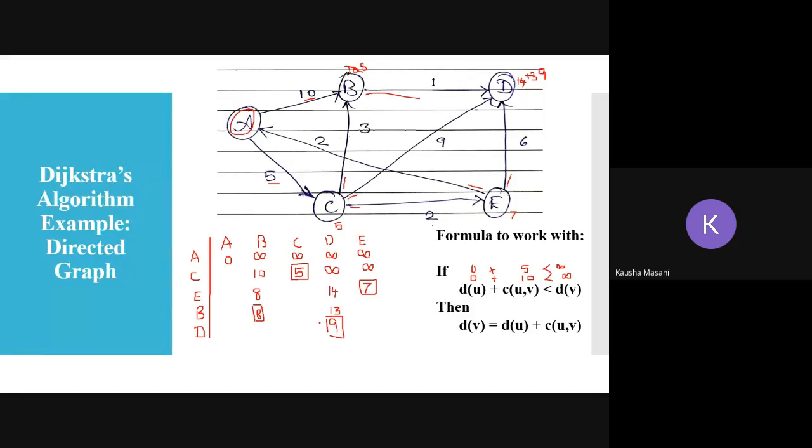Now in this case, how can you figure out what the shortest distance is? If suppose from A you want to reach B, then what is the shortest distance? The shortest distance from A to B is 8. Because you can go from A to C and C to B, or you can go directly from A to B, but A to B is 10, and if you look edgewise, then 5 plus 3 is 8, so that is the shortest distance.